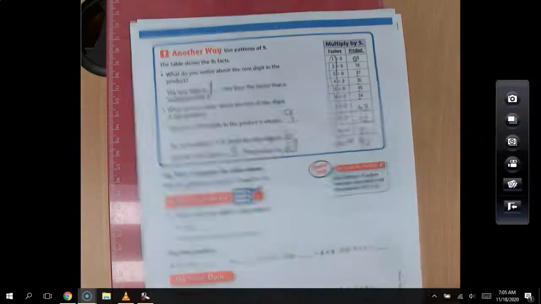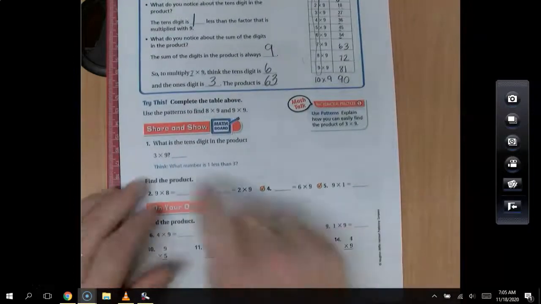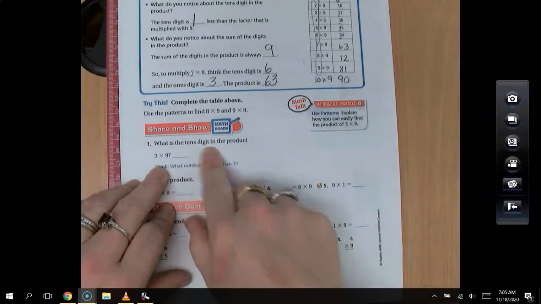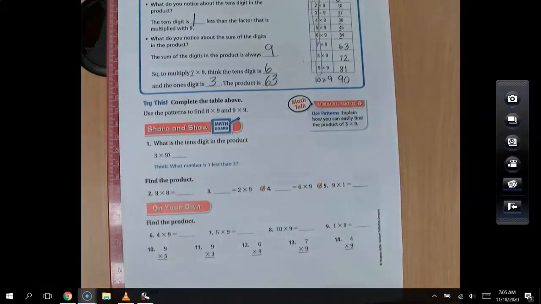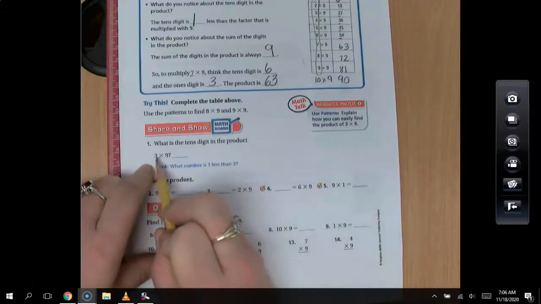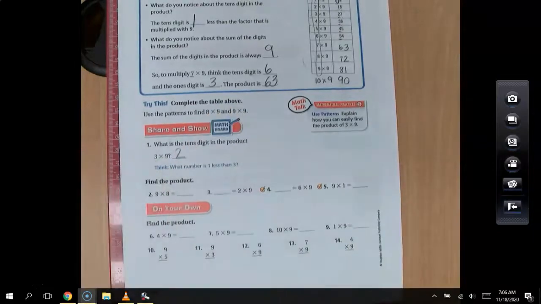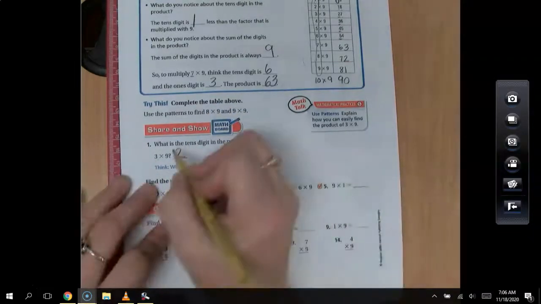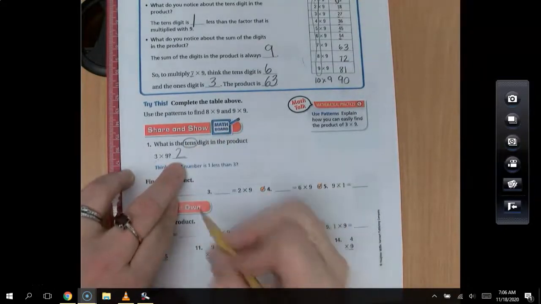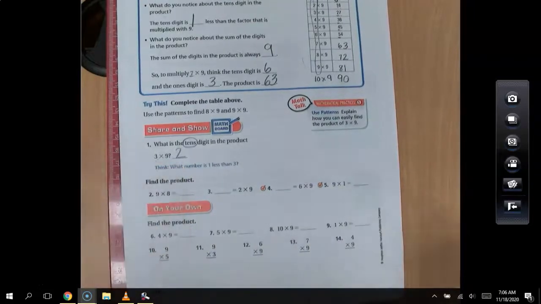Let's try another one. Let's just try one of these. It says, what is the tens digit in the product? So they're asking us for this one, what is the tens digit in this product? Well, the tens digit is 1 less than this number. So what is 1 less than 3? It's 2. So for this one, they're just asking us what's the tens digit. They're not asking us for the whole entire product. But let's figure out what that whole product is.